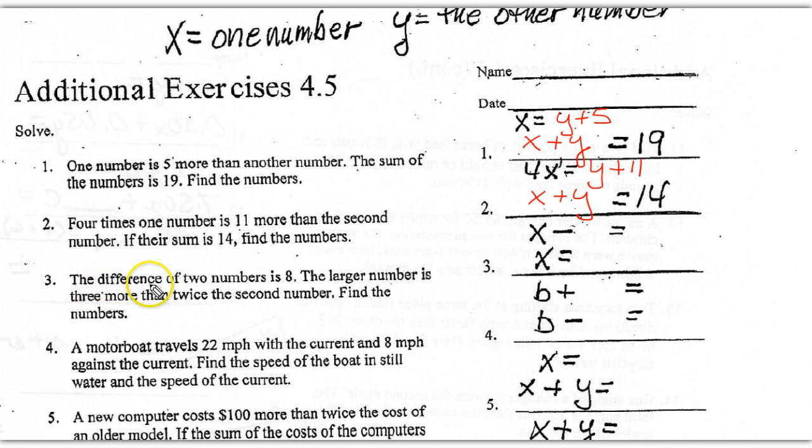The difference of two numbers is 8. Well, I've put the negative in there, so one number is x, the other number is y. I'm thickening that so you can see it a little better. And it is equal to 8.